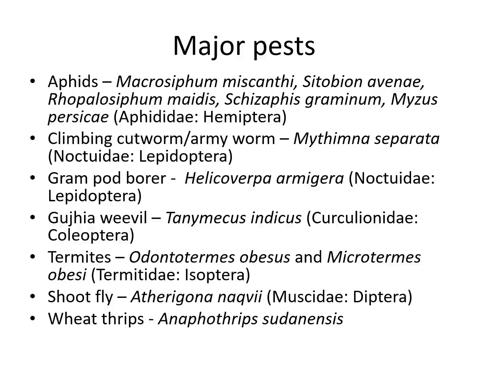The next one is shoot fly. We will discuss shoot fly several times in today's class. In most of the other cereals other than rice, shoot fly is a major pest. The genus is always Atherigona in almost all the crops. The species that damages wheat is Atherigona naqvii, belonging to the family Muscidae, that is the family of houseflies. The last one is wheat thrips, Anaphothrips sudanensis. So this is the list of the pests. We will go into detail on all these pests individually.